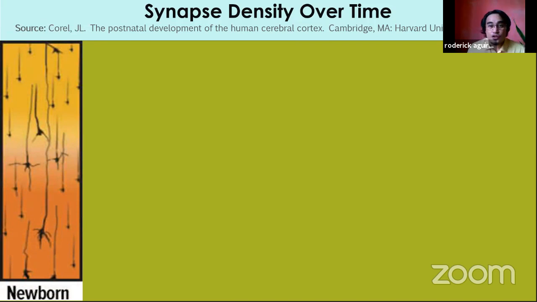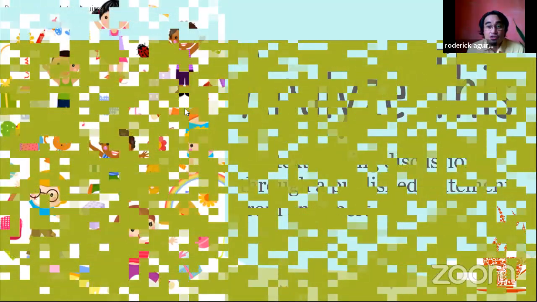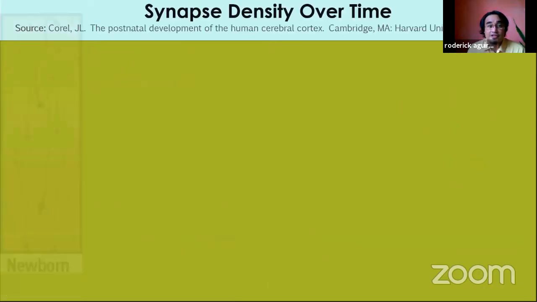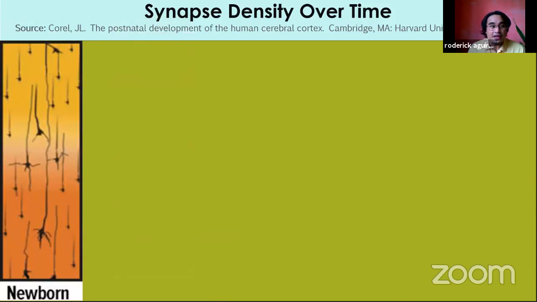So let me show you a synapse density picture of children over time. It's happening over time. So in the newborn, look at the synaptic connections. All right, few connections. Nonetheless, there are connections. So don't say that the child doesn't know anything yet. Even a newborn, the child learns and gets sounds. All right? They can hear.